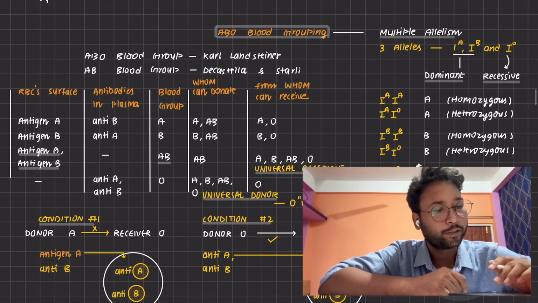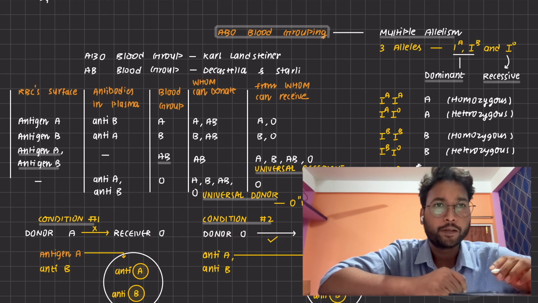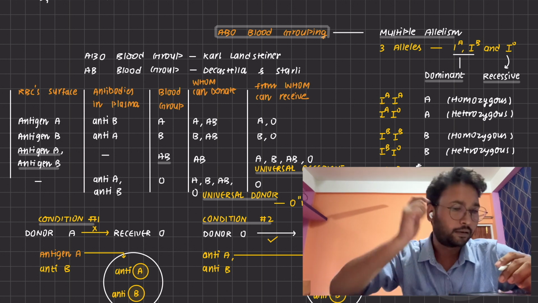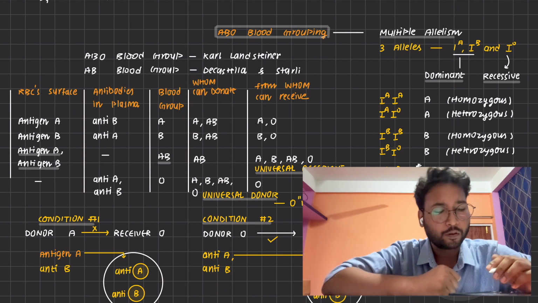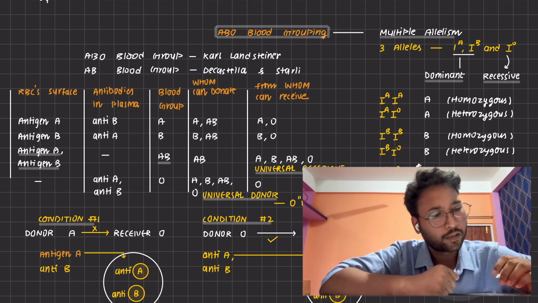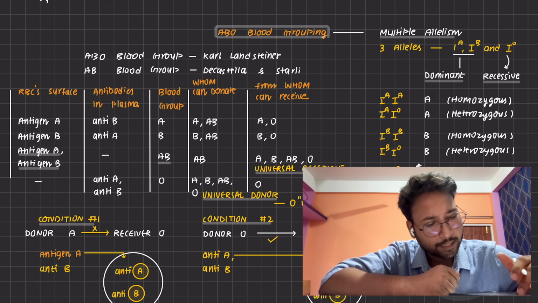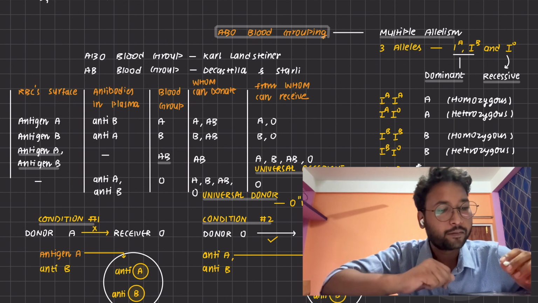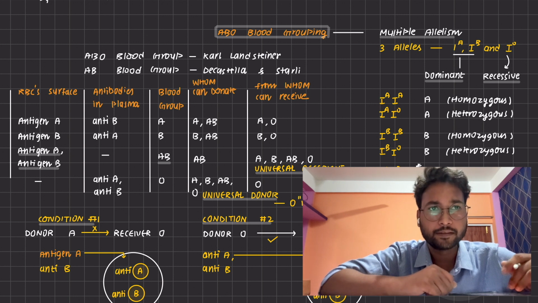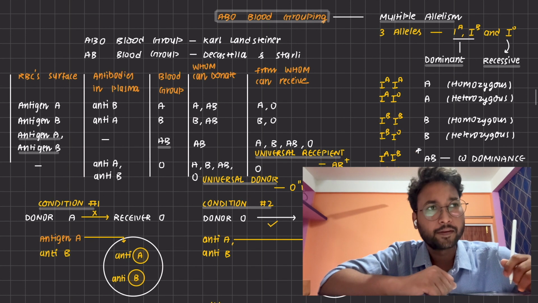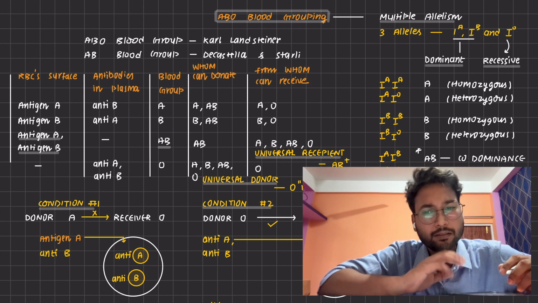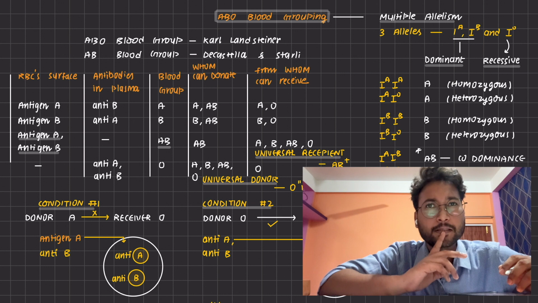In this class, we are going to discuss the topic blood grouping, ABO blood grouping. Karl Landsteiner was the one who first described the process of ABO blood grouping, and then the AB blood group was determined by Decastello and Sturli. The thing is, before Landsteiner, people were just amused and curious.